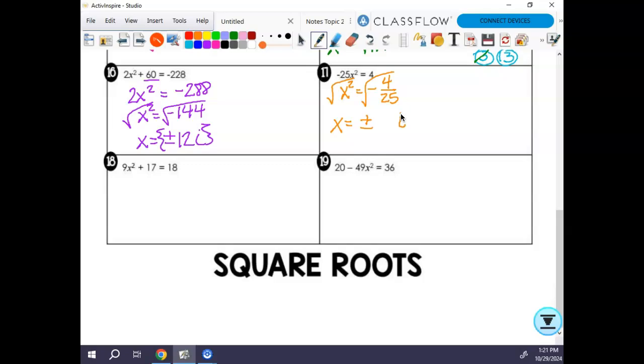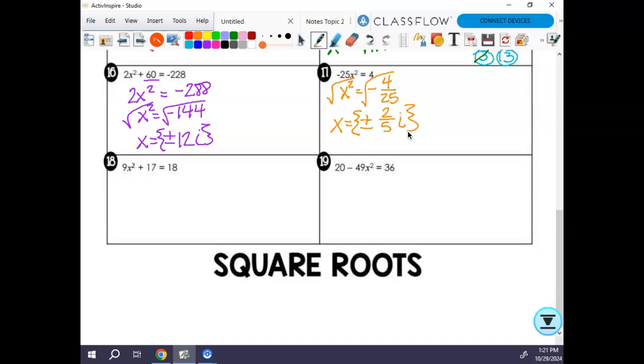Taking the square root of a fraction is no more difficult than taking the square root of anything else. All you do is you take the square root of the numerator and you take the square root of the denominator. What's the square root of 4? 2. What's the square root of 25? 5. So it's plus or minus 2/5 i. That's all it is. Everybody okay with that? Yes?